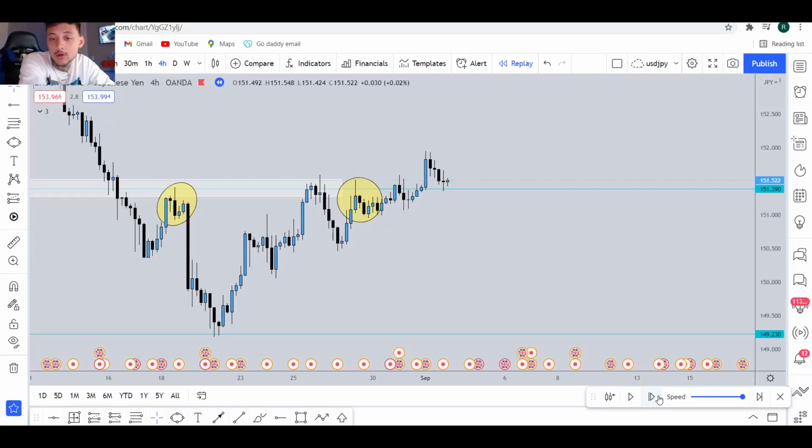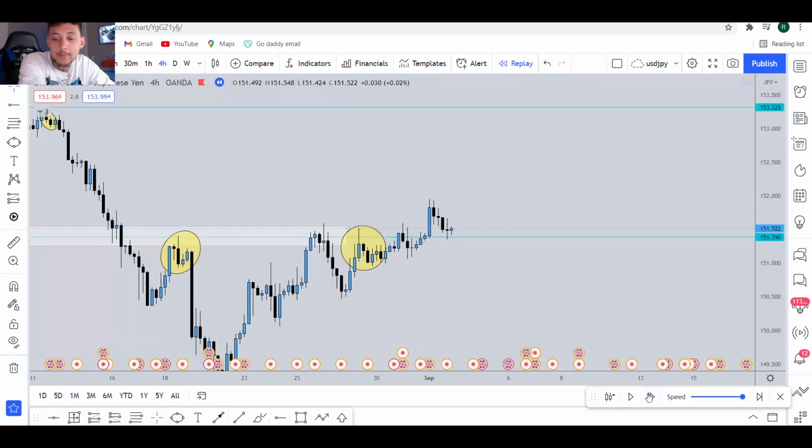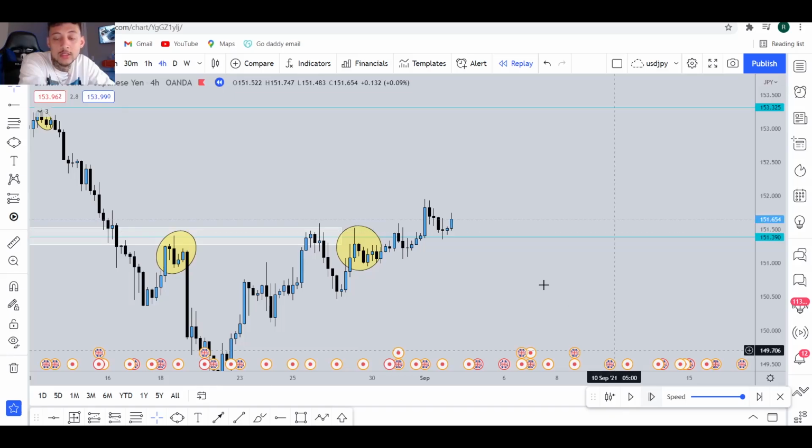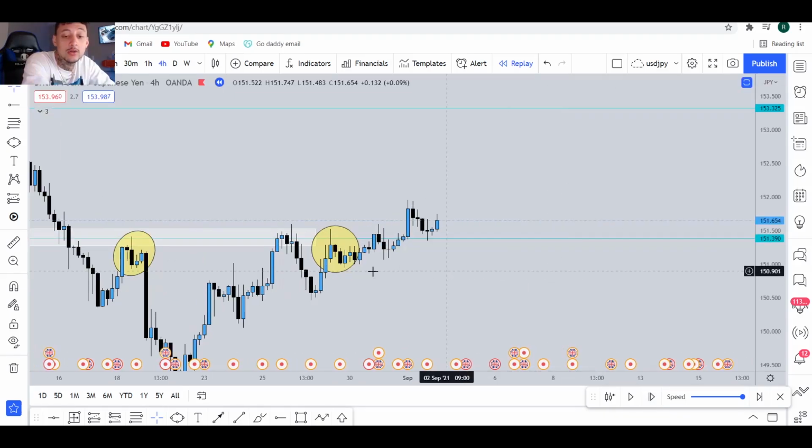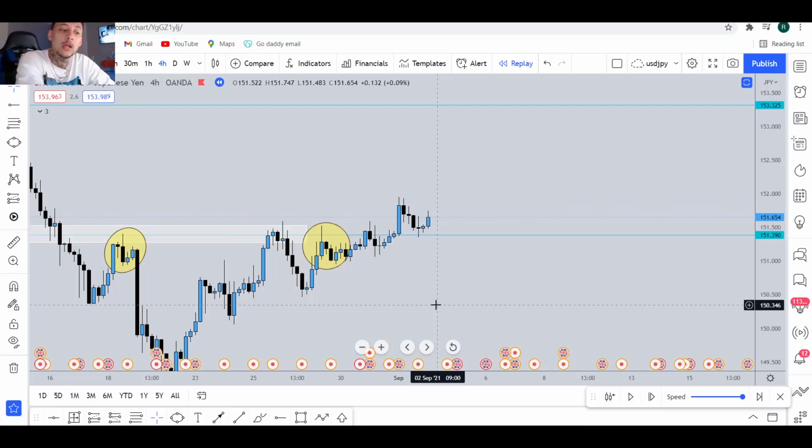Would it have worked out? No, and that's going to happen in the markets, right? Not every trade is going to work out, and you're going to need to learn when to cut your losses, and you're going to need to be okay with taking losses. If you're not okay with taking losses in trading, then trading just simply isn't for you, and you're only going to get better with taking losses with time.